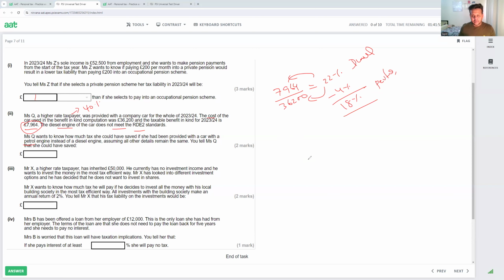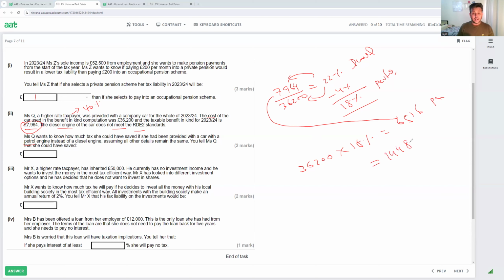So let's have a look. 36,200 multiplied by 18% because it's a petrol. That gives me 6,516. So this is the petrol and this is the diesel. So the difference, how much I can save. 7,964 right now we are paying for the diesel. And if I have a petrol, that will be 6,516. So I'm going to save 1,448.